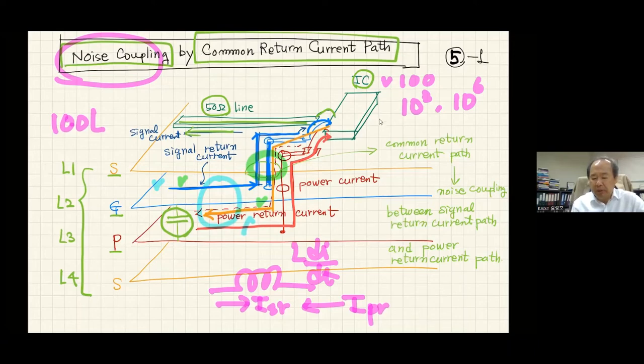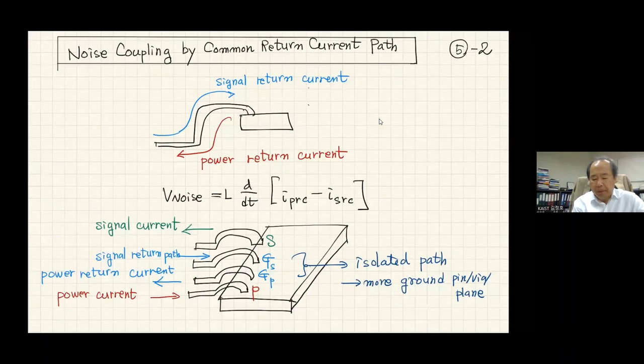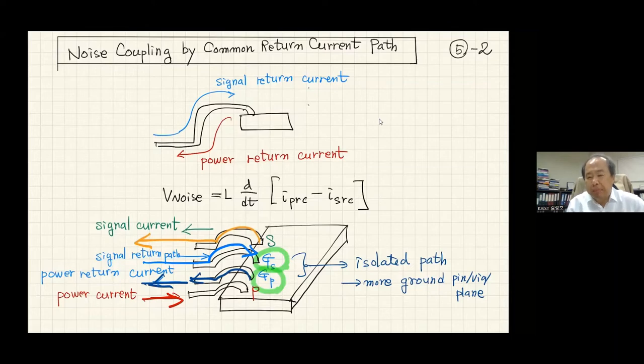Let's look a little bit further at cases. Let's assume you have a signal. Return current has to go back through a path. And if you have power current from the decap, you can isolate the return current by having a separate ground. What I mean is that you have signal ground and power ground. If they are separated, we can suppress the isolations.